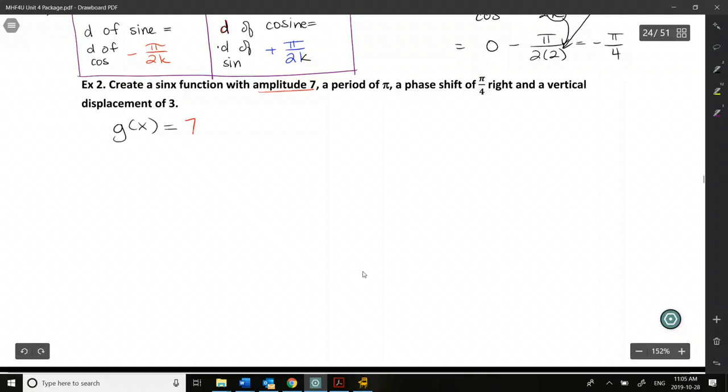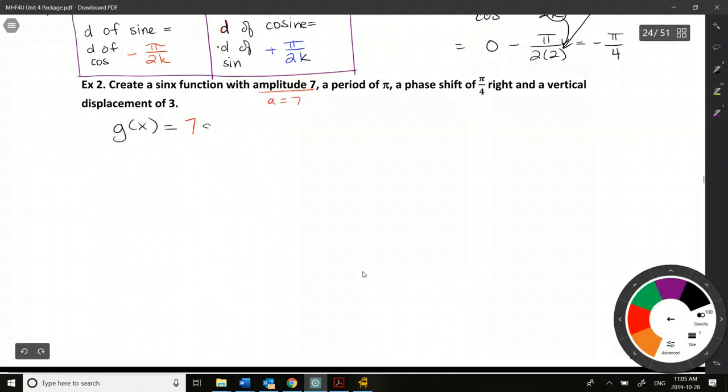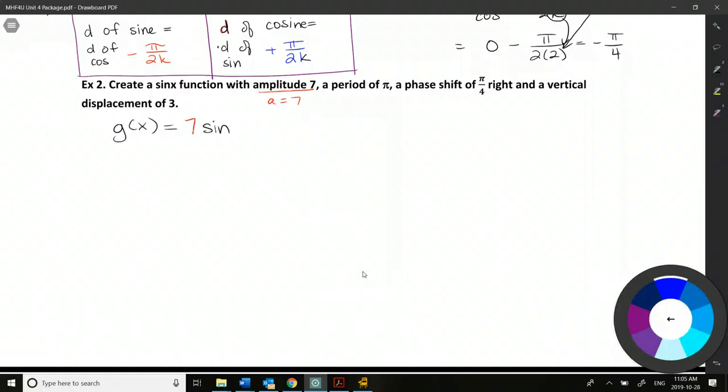Okay, so A equals 7 because the amplitude is 7. What else? Alexandra? K is pi. Not quite. K is 1 over pi. Not quite. So this is the period. How do I get the K value from the period? 2 pi over pi. 2 pi over period. Yep, 2 pi over just pi. So we get 2.